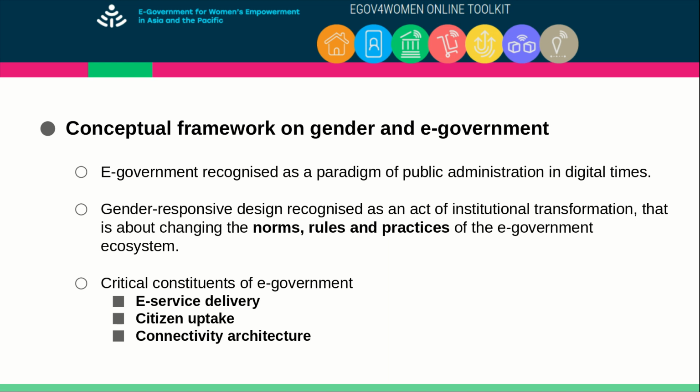The starting point of the research was that e-government is not a mere addition of technology into public administration systems. Rather, it is a new paradigm of public administration which can be quite game-changing for women. We looked at the three critical constituents of e-government: e-service delivery, citizen uptake, and the connectivity architecture, and focused on the norms, rules, and practices of the e-government ecosystem.